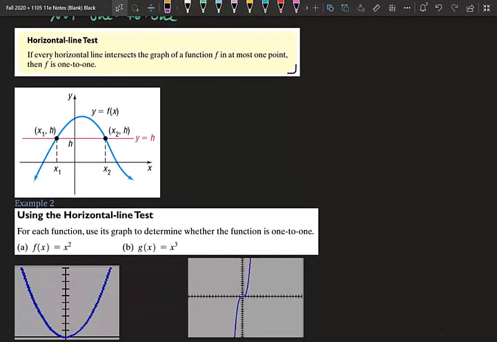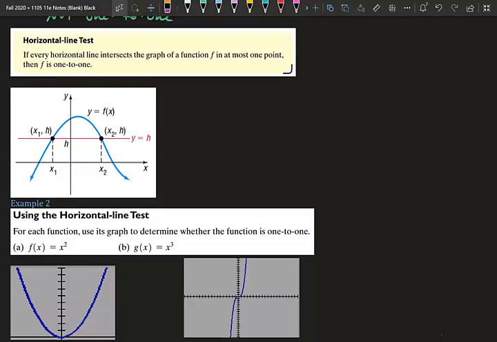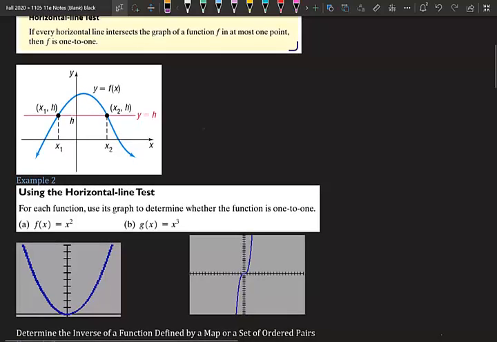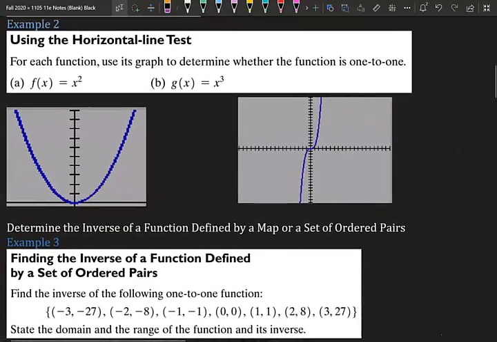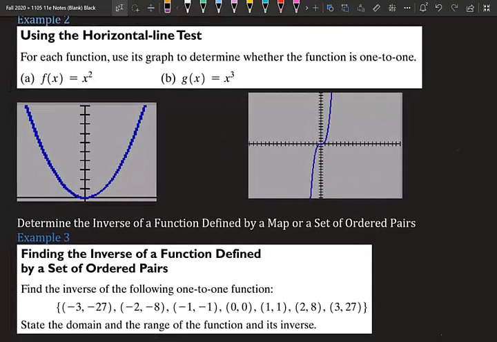You can determine one-to-one functions using the horizontal line test. If every horizontal line intersects the graph of the function in at most one point, then the function is one-to-one. So this is not one-to-one. This graph right here, you see how it hits twice using the horizontal line test? It is not one-to-one. So we're going to use the horizontal line test to determine whether the function is one-to-one.